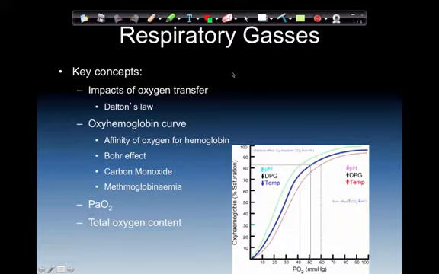Respiratory gases. Key concepts here: the concepts on this slide are the actual impacts on oxygen transfer. When we look at gases in the body, we have a benchmark, and the benchmark is, does the hemoglobin molecule transport the oxygen gases or not? We're going to talk about the oxygen hemoglobin dissociation curve, and there are several things that can adjust this. Very simply, let's take a look at it here for a second. This is it at the bottom of the slide.